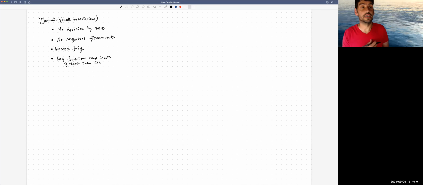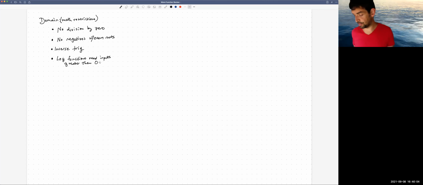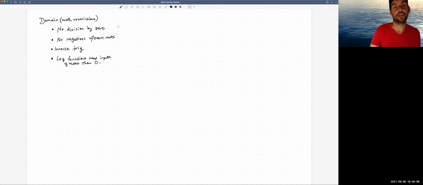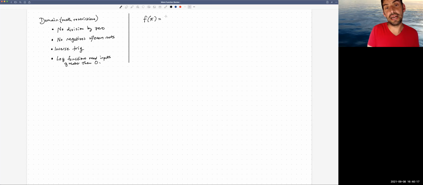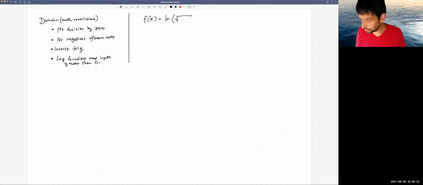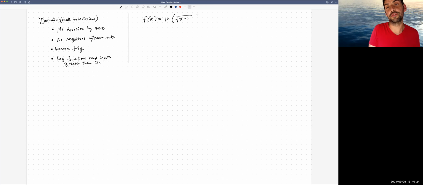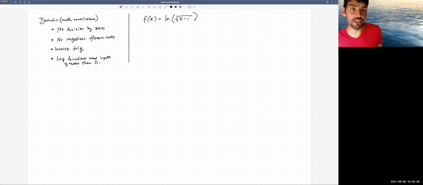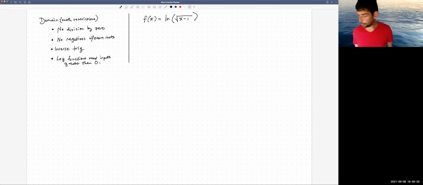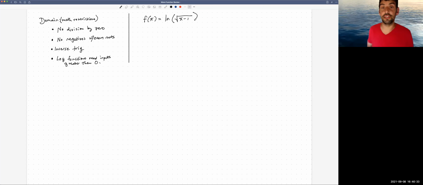If there's nothing from the application of the problem, then this is what we consider. So let's do one more example with domains. Let's look at this function. F of x is equal to, let's combine a couple of these. Let's say we have the natural log of the square root of x minus 1. Okay, so here we've got a couple of things going on. So we know we need two things to be true.